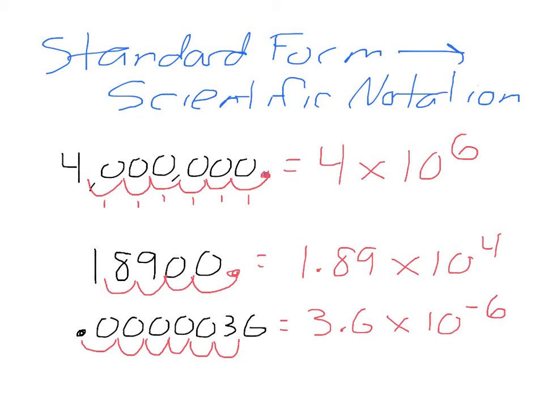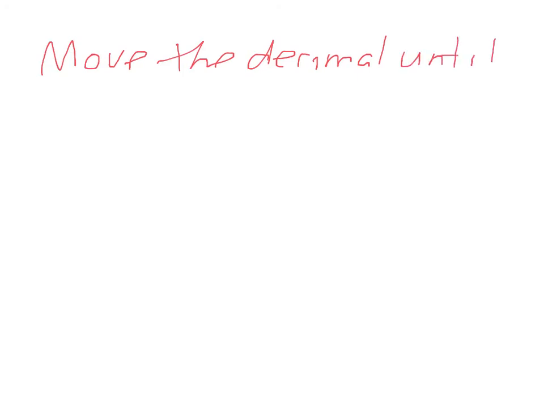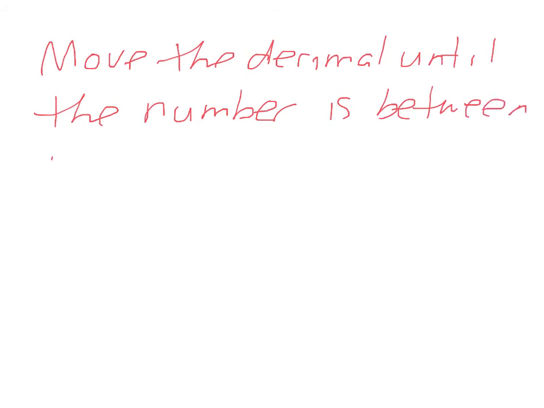Let me give you a few to try and see how you do with this. Well, actually, before we do that, let's write down the rule that we want to do. So if we want to go from a really, really large number, or we want to go from standard notation to scientific notation, we're going to basically move the decimal until the number is between 1 and 10. But of course, remember, that doesn't include 10. It could include 1, but not including 10.